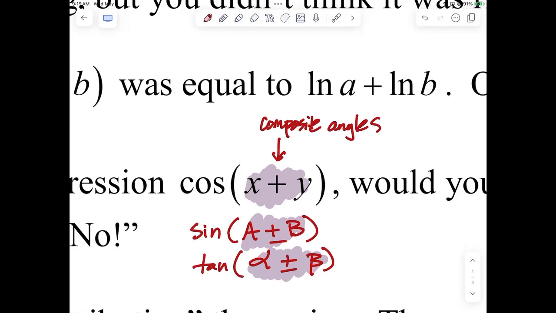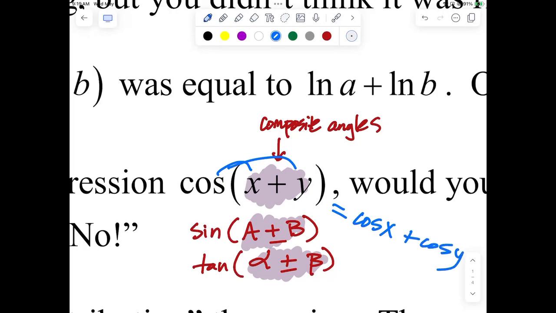Now, what these identities that we're going to learn allow us to do is break down the composite angle and represent the function in terms of the original angles, the smaller angles. My question to you is: do you think cosine of x plus y is as simply easy as distributing the cosine inside and calling it cosine x plus cosine y? You think it's that easy?